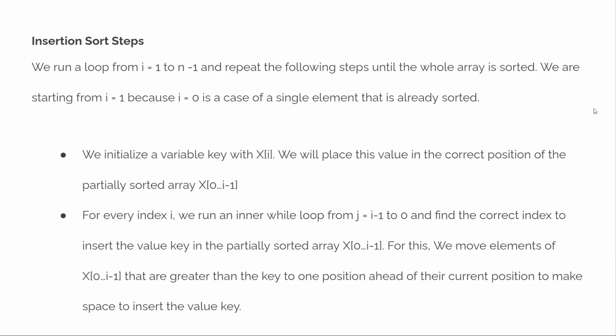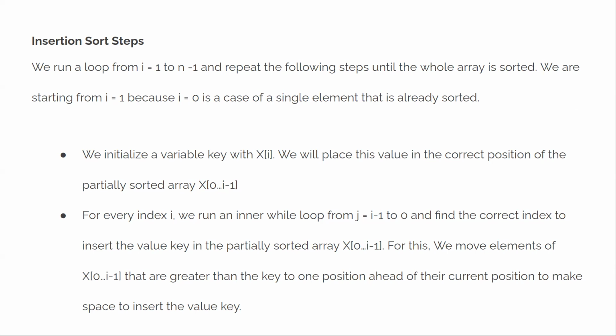Here are the insertion sort steps. We run a loop from i equal to 1 to n minus 1 and repeat the following steps until the whole array is sorted. We start from i equal to 1 because i equal to 0 is a case of a single element that is already sorted. We initialize a variable key with x[i]. We will place this value in the correct position of the partially sorted array x from 0 to i minus 1.